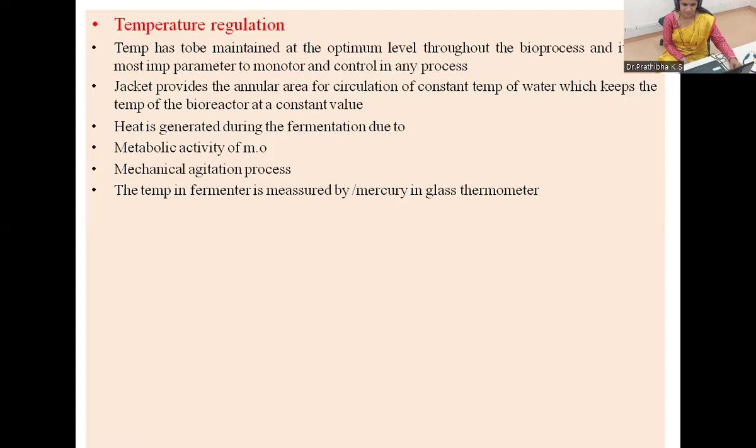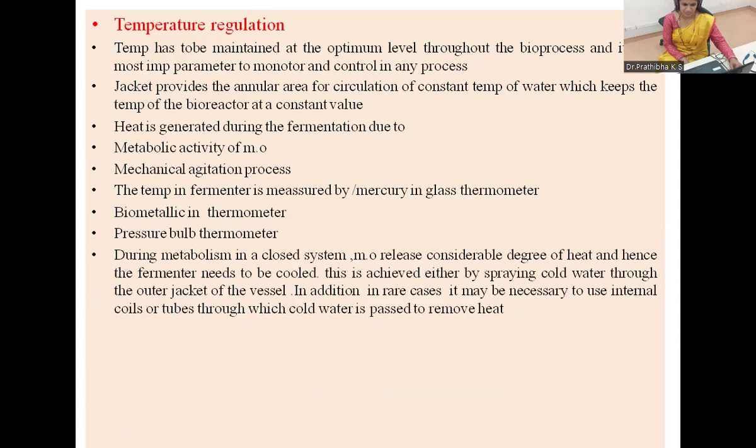And temperature in the fermenter is measured by a mercury-in-glass thermometer, a bimetallic thermometer, or a pressure bulb thermometer. Like that, there are different types of thermometers. During metabolism, in a closed system, microorganisms release a considerable degree of heat, and hence the fermenter needs to be cooled. This is achieved by spraying cold water through the outer jacket of the vessel. In addition, in rare cases, it may be necessary to use internal coils or tubes through which cold water is passed to remove heat.